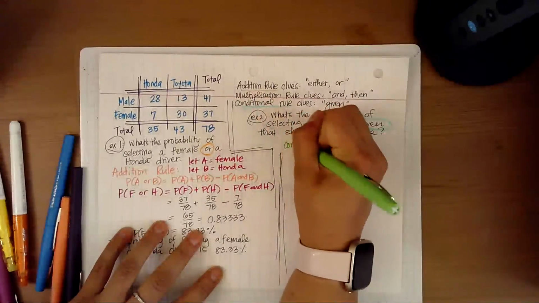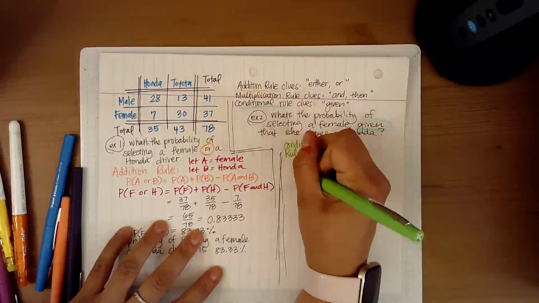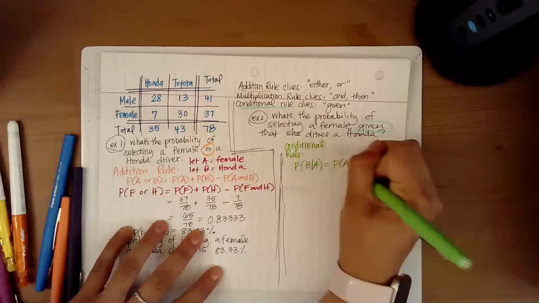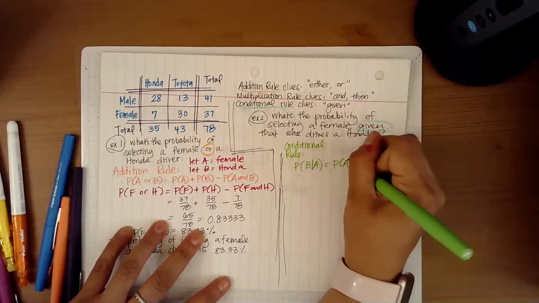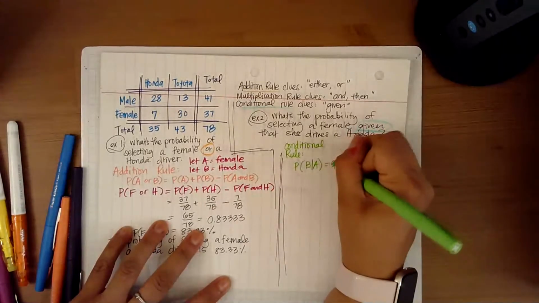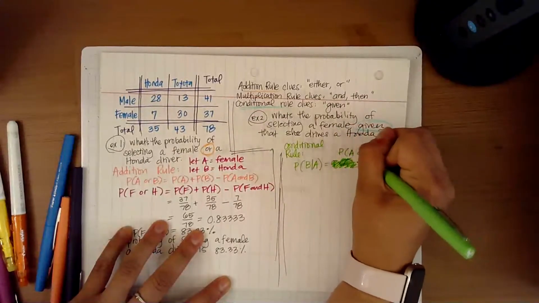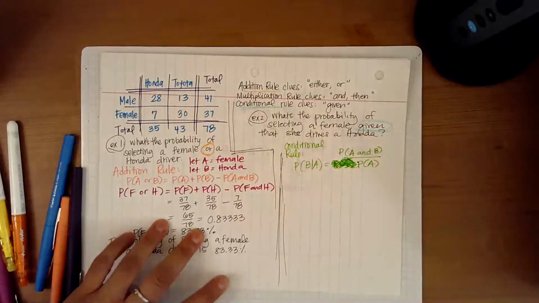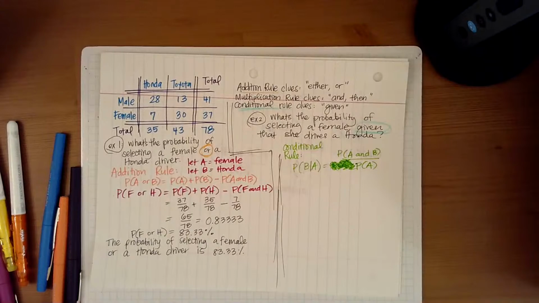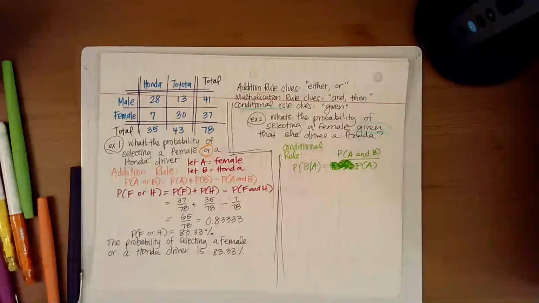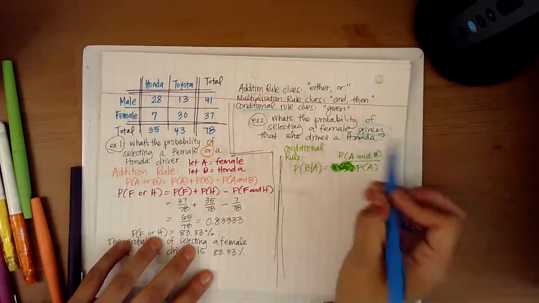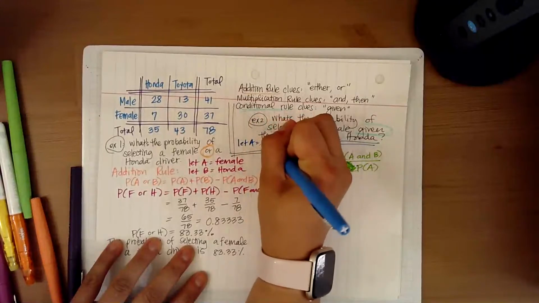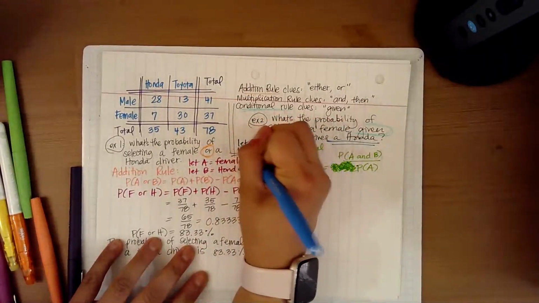So the conditional rule says the probability of B given A is equivalent to the probability of A and B divided by the probability of A. Sorry, let me just rewind and put that right. Okay. So again, I need to understand the context of what event is what. So who's the condition? A is the condition. My condition is a driver that's a Honda. So here, my A is the Honda, that's the condition, being a Honda driver. And my B is now the female.